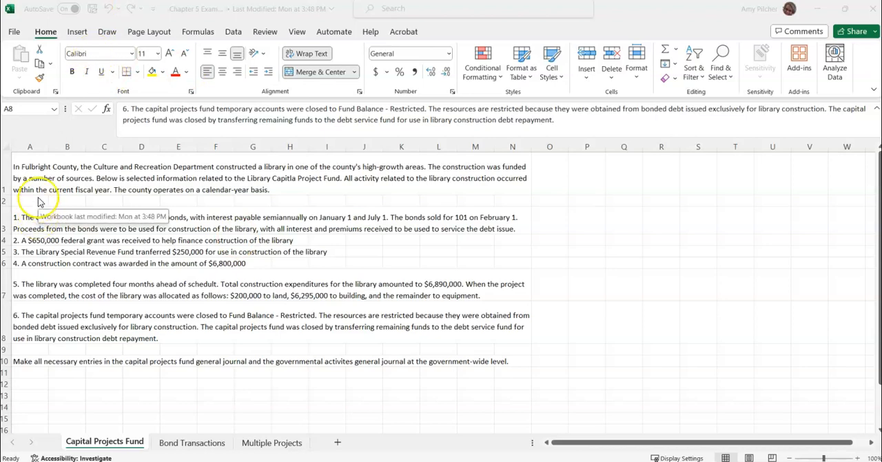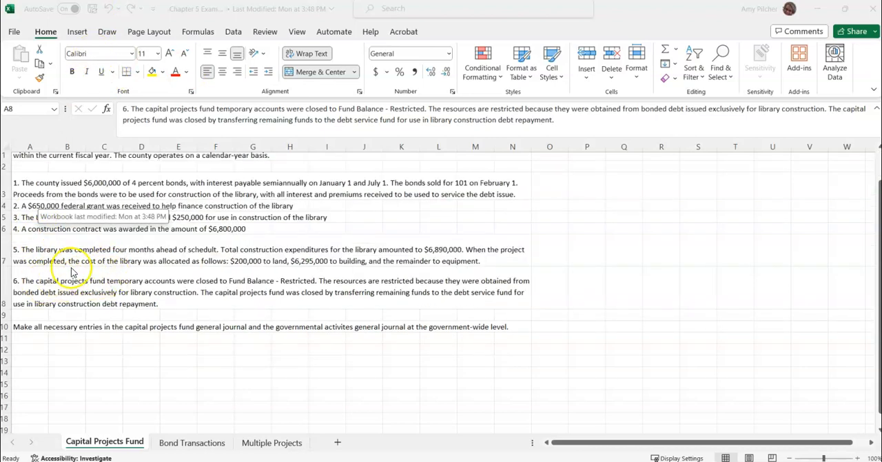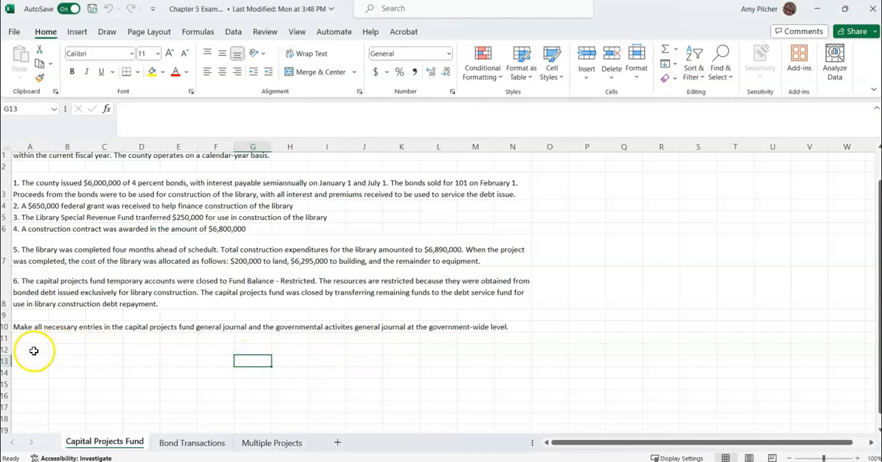So we have these different transactions that we're going to record in both the Capital Projects Fund and the Governmental Activities Fund. So I put debits, credits, and then transaction 1.